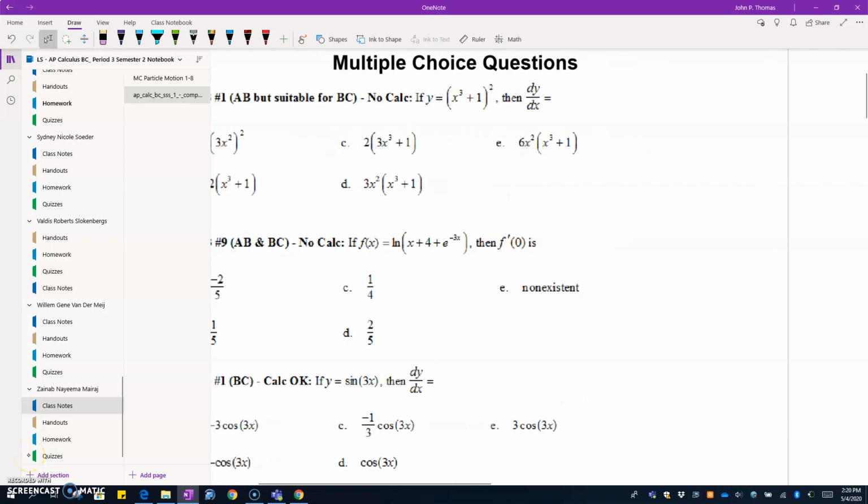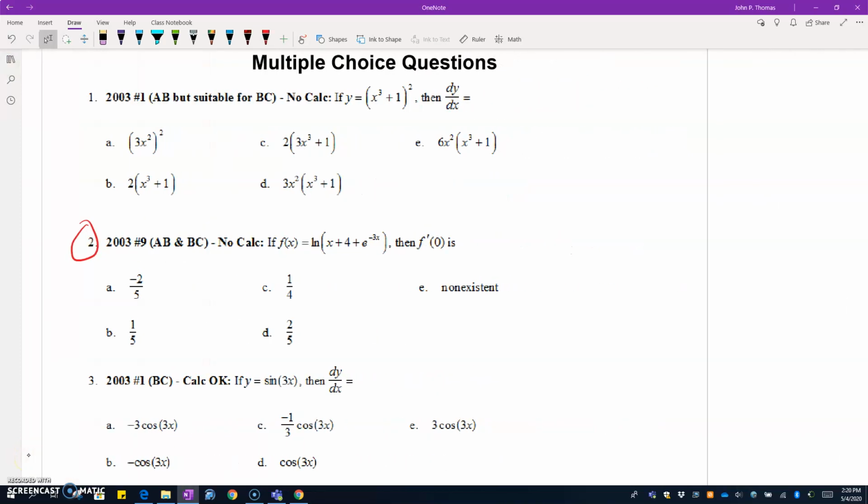Alright, let's take a look at number 2 from the derivatives worksheet. So in number 2, we've got f of x equals the ln of (x plus 4 plus e to the negative 3x), and we want to take the derivative. So we're going to have a chain rule involved.